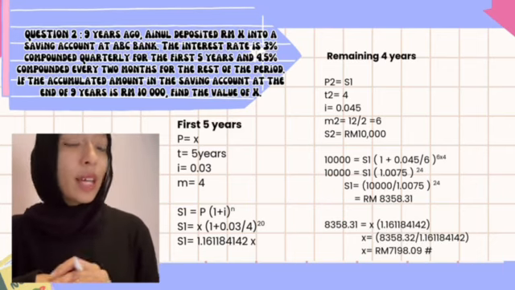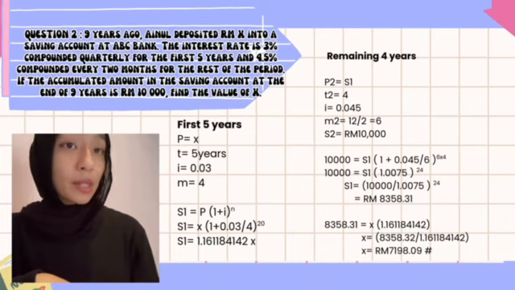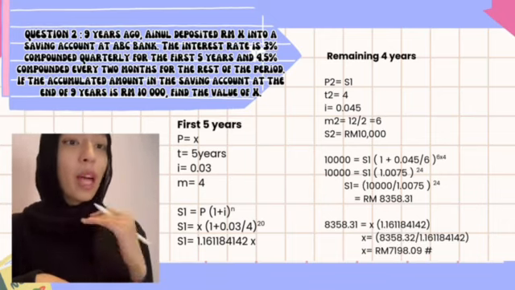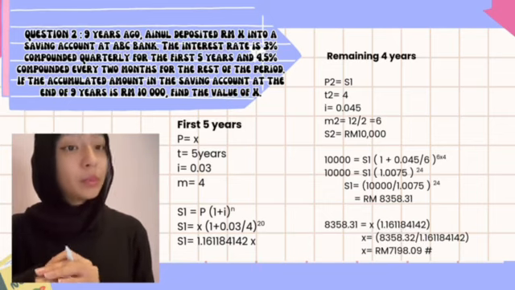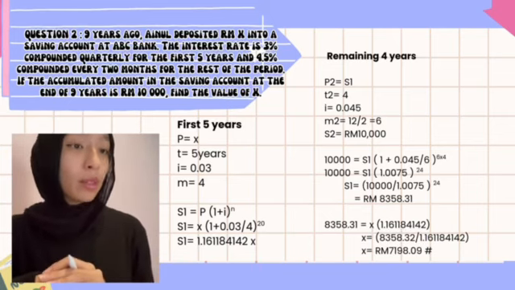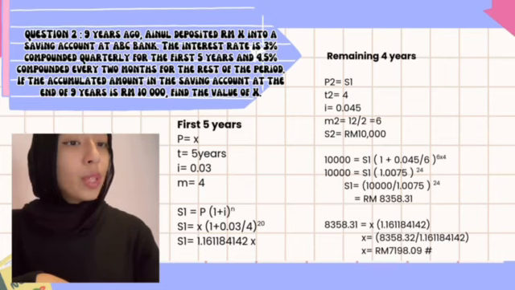Next, for the next 4 years, the amount after 5 years becomes the new principal. Now the interest rate is 4.5% per year, compounded every 2 months. Because a year has 12 months and compounding happens every 2 months, there are 6 compounding periods in a year. We again use the same formula. S2 equals S1 multiplied by open bracket 1 plus i close bracket raised to the power of n. The final amount S2 is 10,000 ringgit.